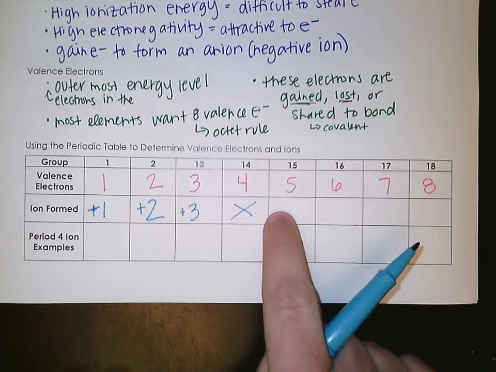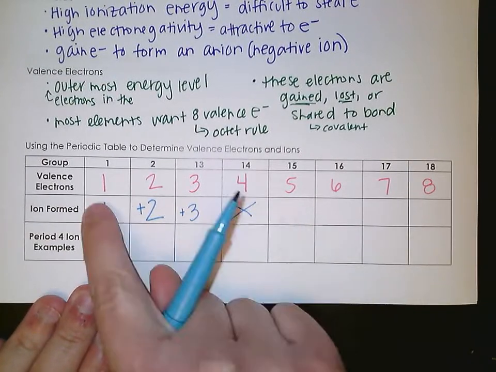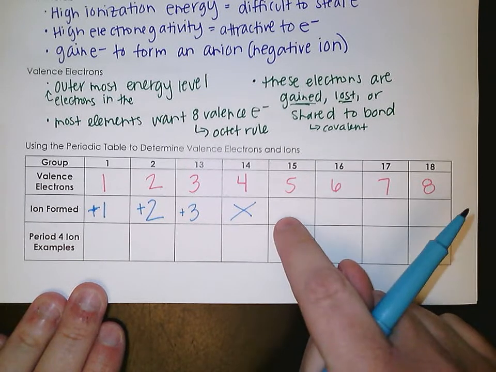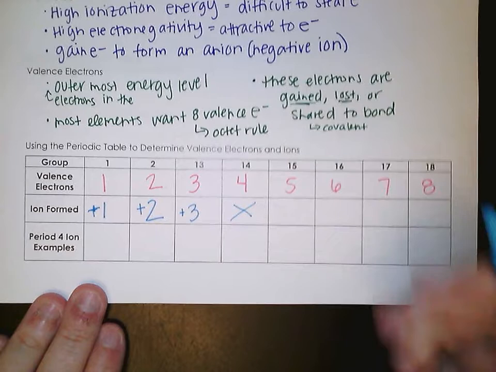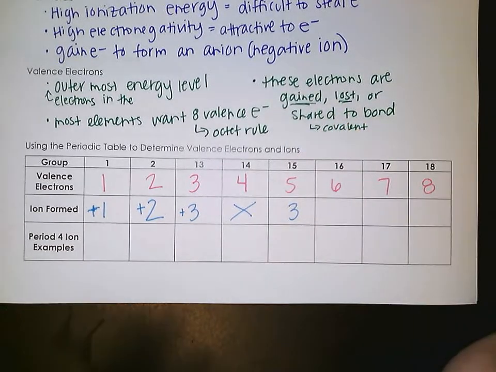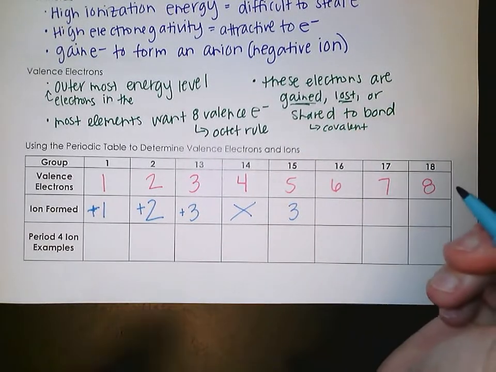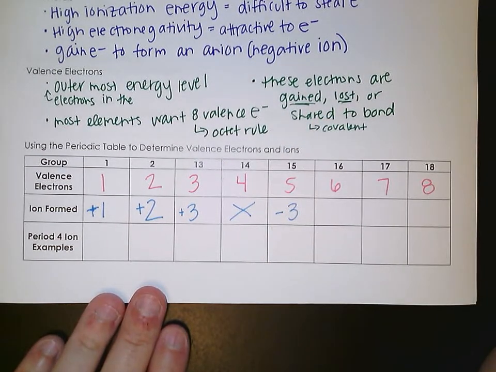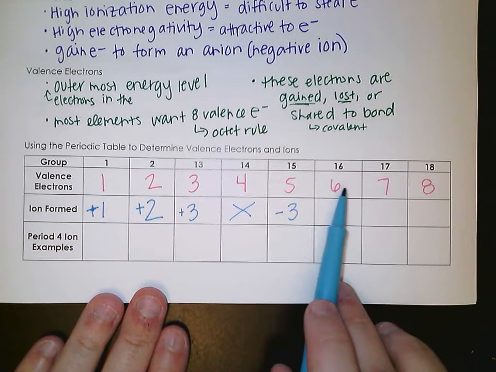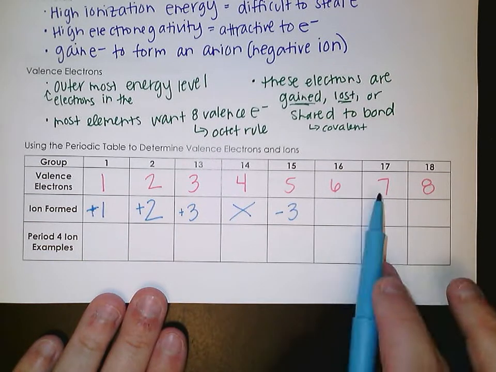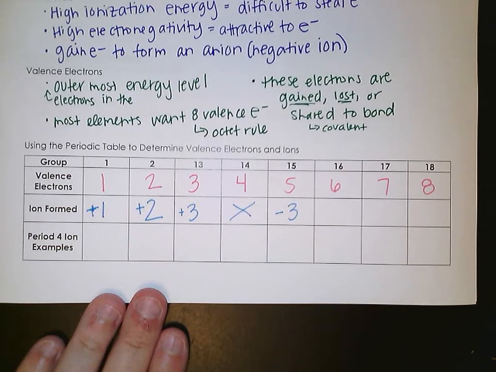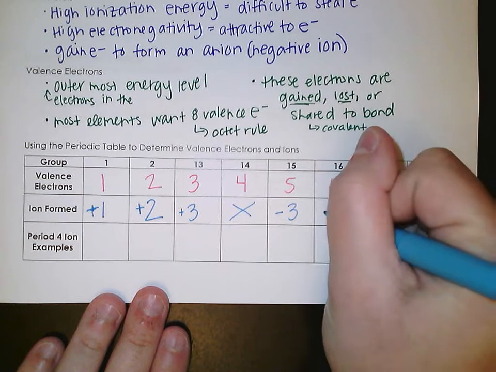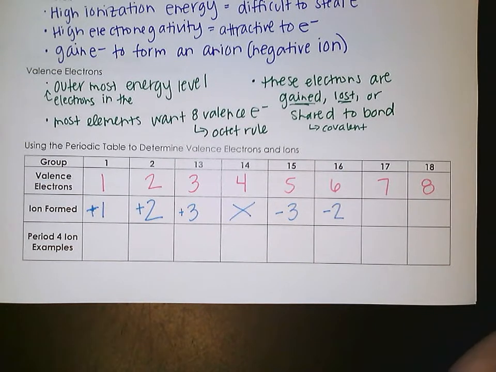Now let's check out group 15. I can either kick 5 out or find 3 more. All right, kicking 5 out is a little bit more work, so I'm going to find 3 more. If I take on electrons, I'm taking on negativity, so I'm going to be -3. When I get to group 16, my options are to kick 6 out or find 2 more. Right, I'm going to find 2 more. If I take in 2 electrons, electrons are negative, so my charge is going to be a -2.